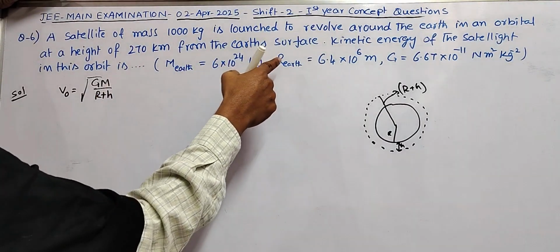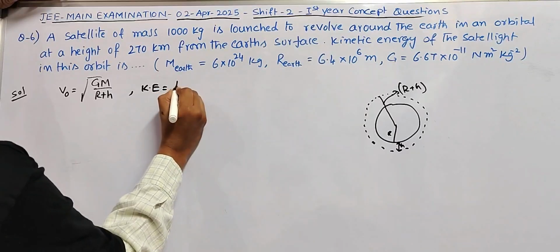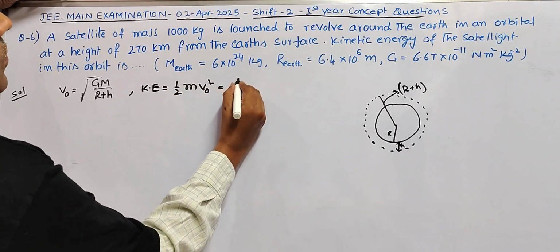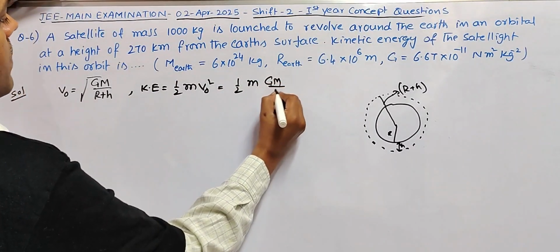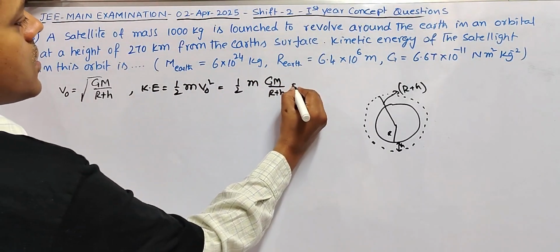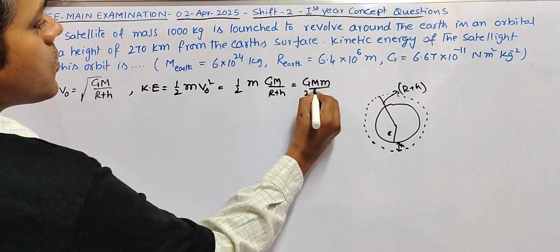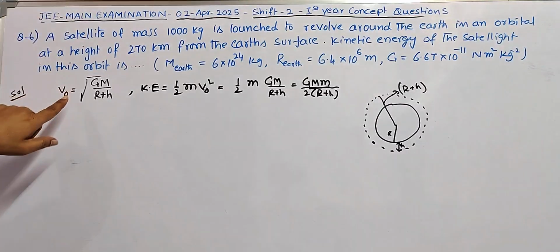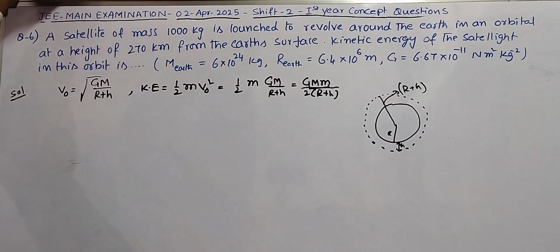Now he is asking about the kinetic energy. So the kinetic energy of the orbiting satellite is equal to half into m into v0 square, equal to half into m into GM by R plus h. So the answer is GMm by 2 into R plus h. This is the kinetic energy of the orbiting satellite around the Earth.